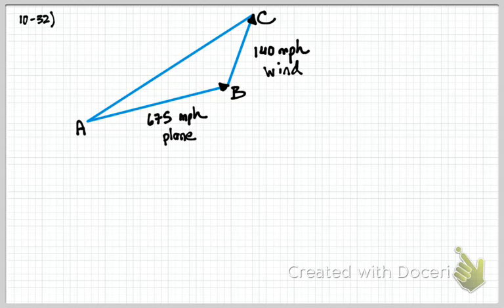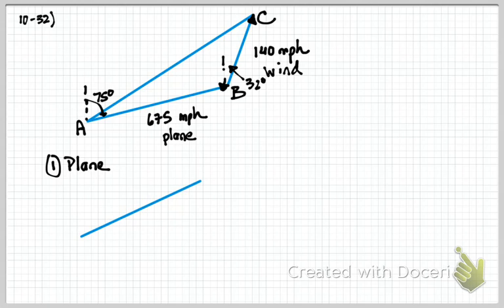A couple other things we've got to think about. We know that this bearing right here is 75 degrees from the original problem. And then we know that this bearing is 32 degrees. We're going to have to use that information when we look at our vectors. Now, here's how we approach this. We have two vectors, right? We're going to treat each one separately. We're going to look at the plane vector first. It's really going to help to draw a picture.